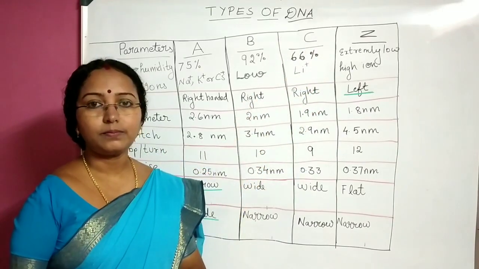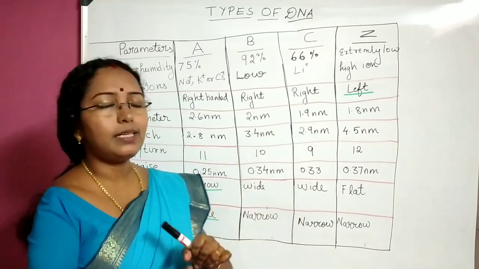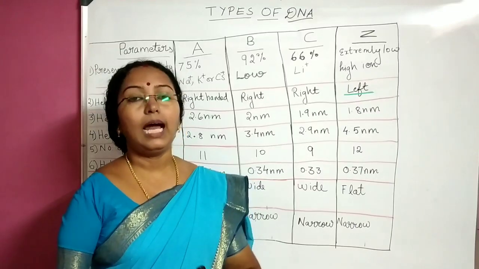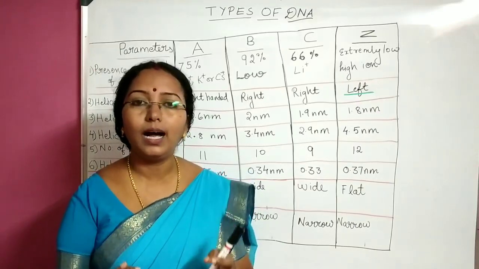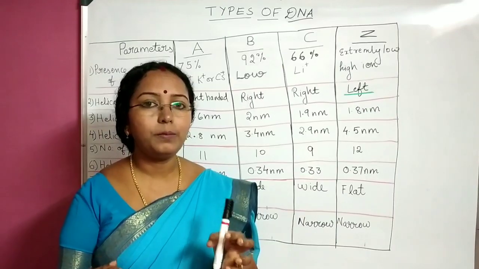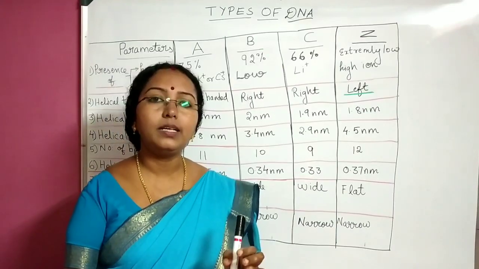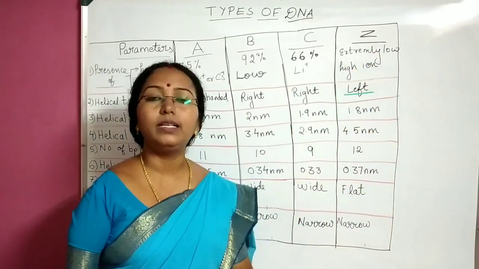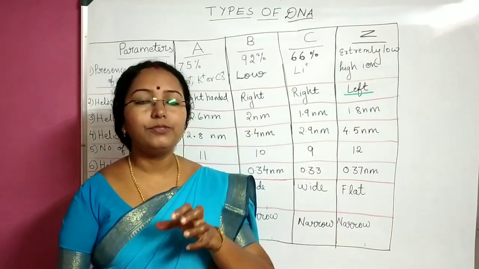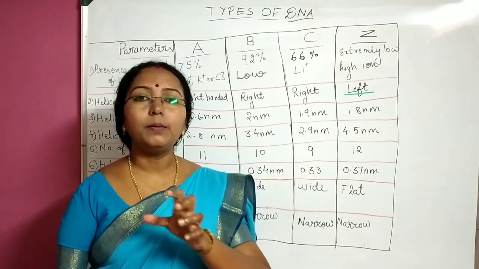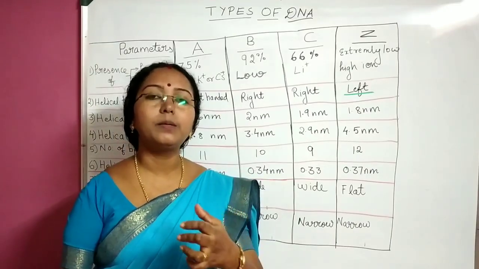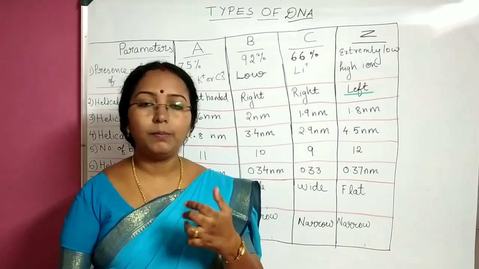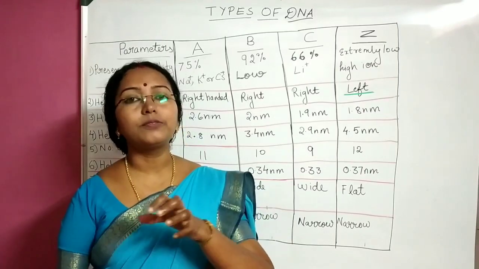Now when the relative humidity is extremely low, that means the amount of water is very little and the ion concentration is very high, at that particular environmental condition, the form of DNA that occurs is called the Z form of DNA. So what I have just told you is that depending upon the environment, that means depending upon the amount of ions present, the nature of ions present and the amount of water present, the forms of DNA can be different.